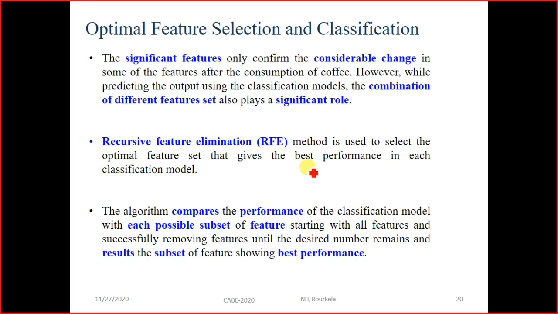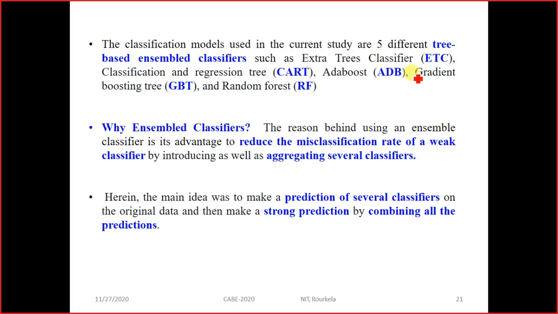Okay. Now he went for the artificial intelligence based analysis, where he applied the recursive feature elimination method and found out the performance of each of the classification models. Over here he has used ensemble classifiers in this study. I cannot find it written over here, but he has used ensemble classifiers, yes, in the next slide. He has used 5 different types of ensemble classifiers: ETC, CART, AdaBoost, gradient boosted tree and random forest. Okay. So why ensemble classifiers?